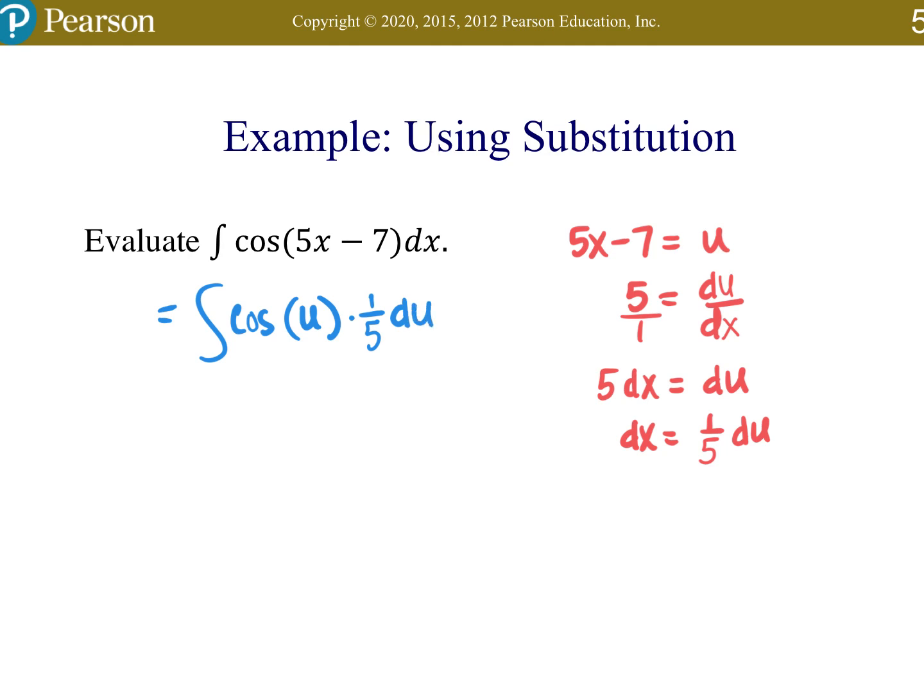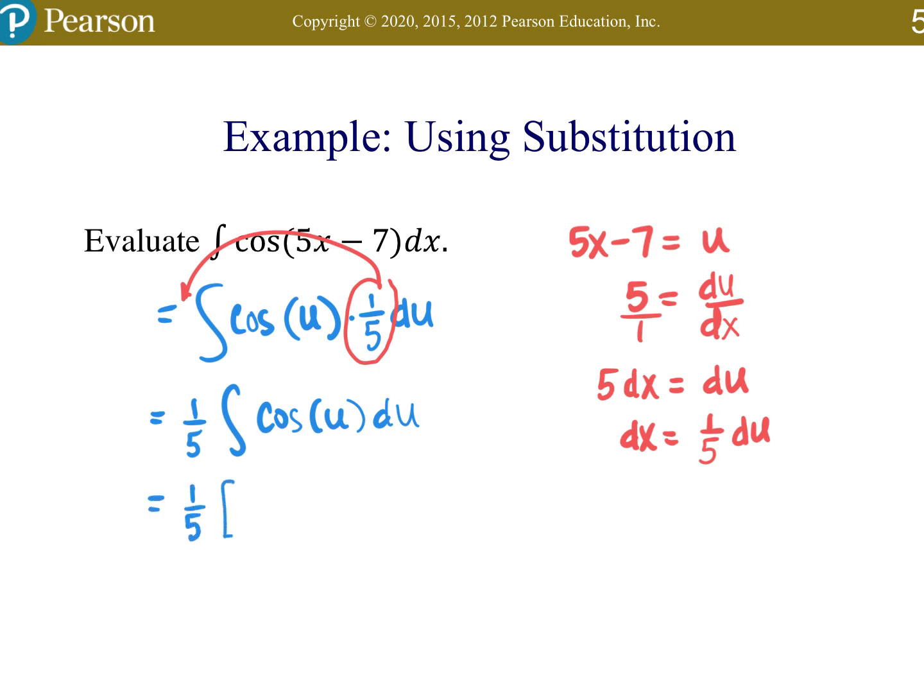1/5 is a constant. And in integrals, any constant number can be moved to the front of an integral. And so that would be the next thing that you want to do, is pull the constant out and have the constant be in the front, and then have the integral of cosine of u du. Then you're ready to do the antiderivative. So it would be 1/5 bracket, and the antiderivative of cosine is sine. The parentheses are u, and then we have plus c.